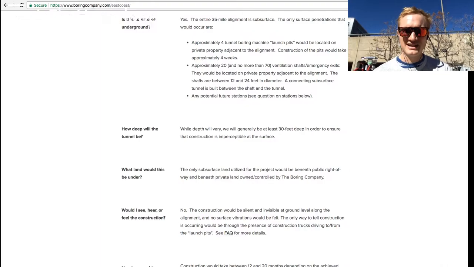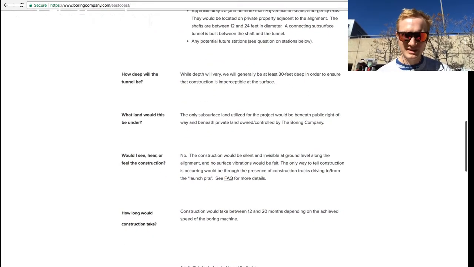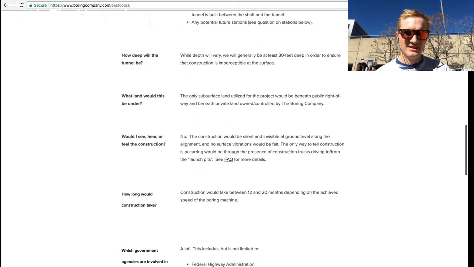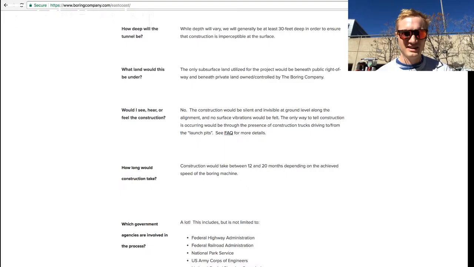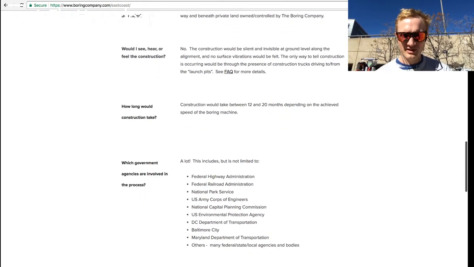So that's really nice that there will be emergency exits if you need to get out of the loop. And shafts are between 12 feet, which I guess is like a stairwell, and 24 feet in diameter, which would fit a vehicle. But I'm just guessing. Depth would be more than 30 feet. And this is all really useful information.